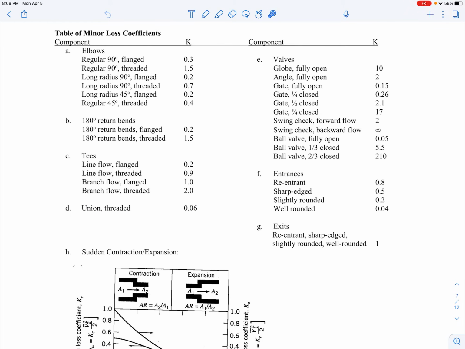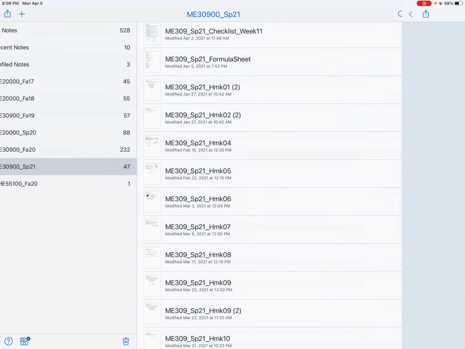So we can write down all of these various minor loss coefficients. So I think we had a fully open globe valve, and I think we had a fully open gate valve as well. I don't really recall whether they were fully open or not, but this is how we find our different minor loss coefficients. So let's go back to the problem.